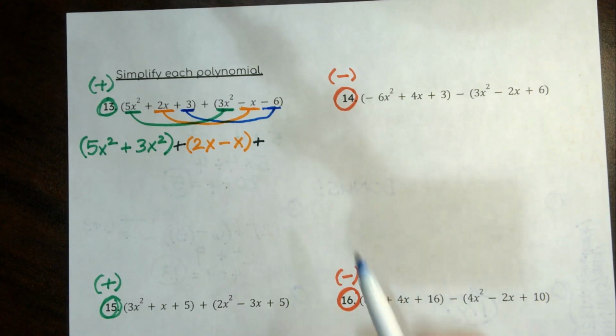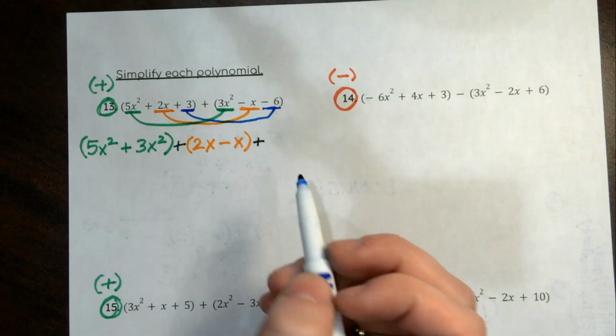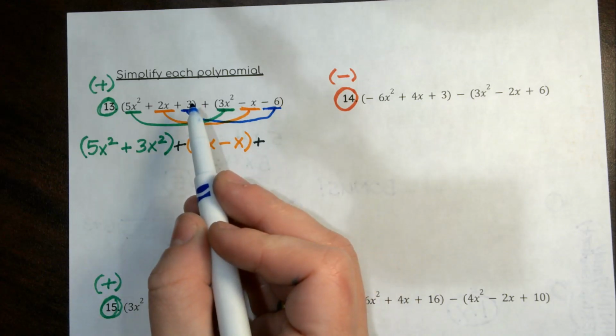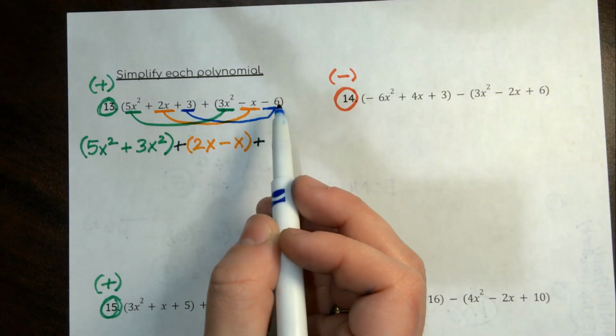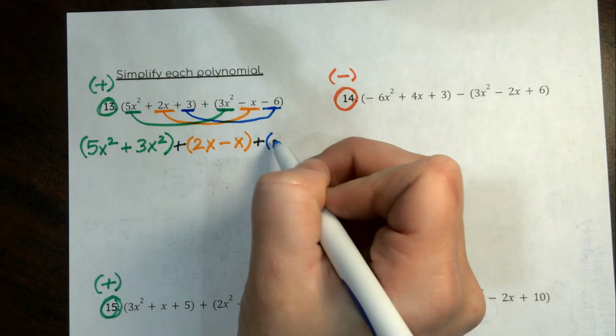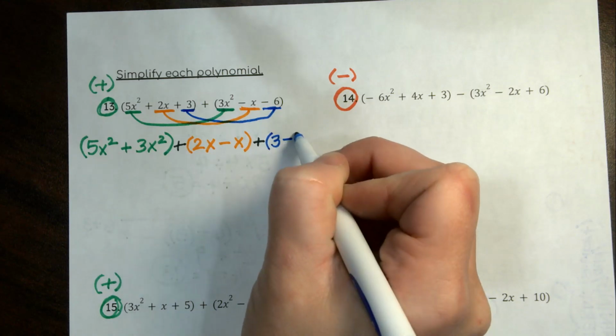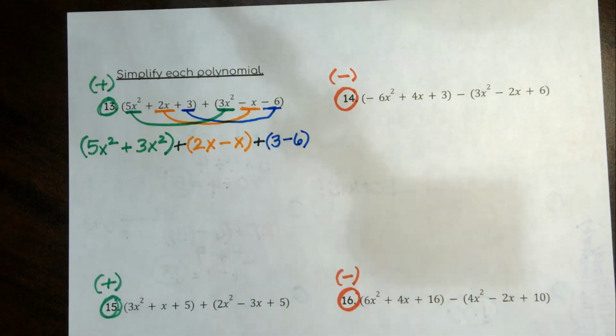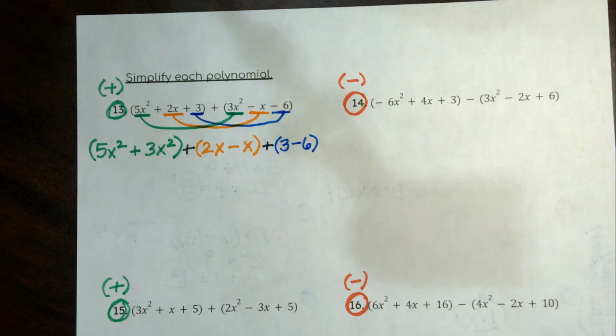And last but not least, let's do our non-variable terms. I've got a 3, and I've got minus 6. So in this set of parentheses, we're just going to write 3 minus 6. Okay. Do we have any questions about how we got to this point so far? All right, we're going to move on then.